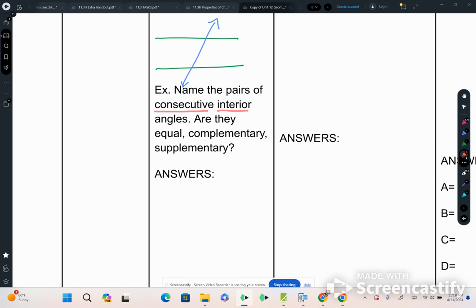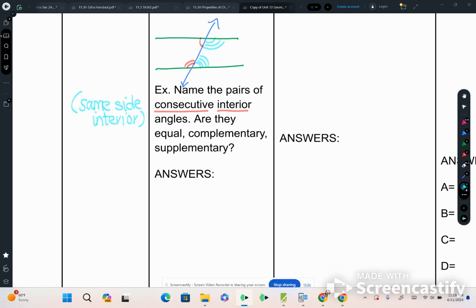And so as we're looking, our consecutive interior angles would be this angle and this angle. Or we have the ones on this side. Okay, so this angle and this angle. So they would be consecutive interior. Another name for consecutive interior would be same side interior, which is also a great vocab word to remember, that you could see or say it both ways.